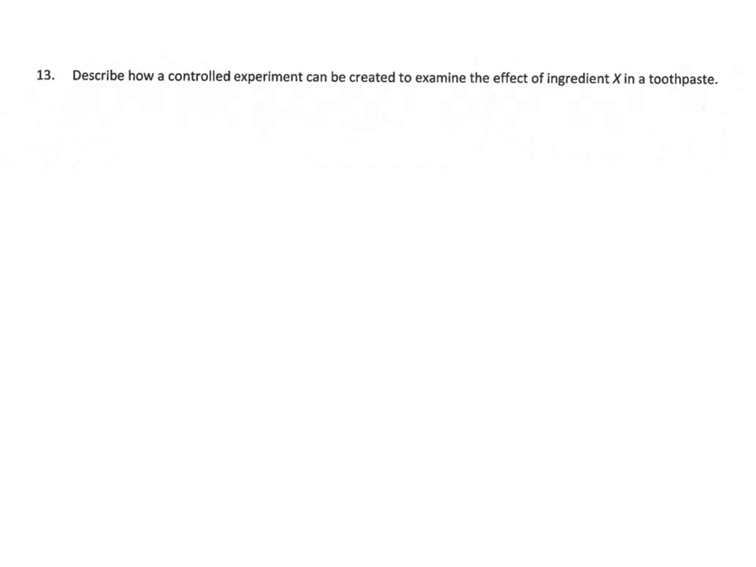All right, so number 13, it says, describe how a controlled experiment can be created to examine the effect of ingredient X in a toothpaste. So when this was on the Regents, I thought it was a pretty vague question. They're really going to accept a variety of answers as long as you include the components of what a controlled experiment includes. All right, so I'd like you to just hit pause, write out an answer, and then same as we've been doing, hit play when you're done.